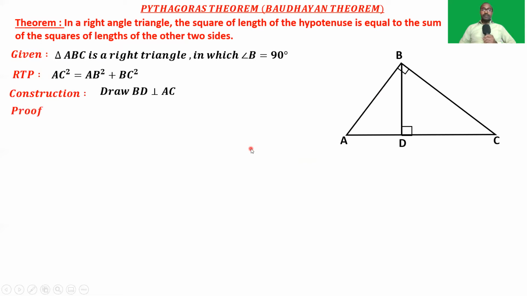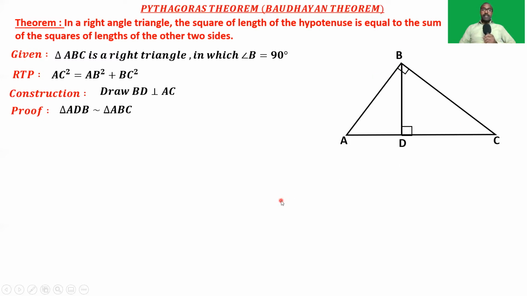Now, in the proof, we have triangle ADB is similar to triangle ABC, as we have proved in the earlier theorem: the triangles on both sides of the perpendicular drawn from the vertex to the hypotenuse are similar to the whole triangle, and also they are similar to each other. So we can write triangle ADB is similar to the whole triangle ABC.